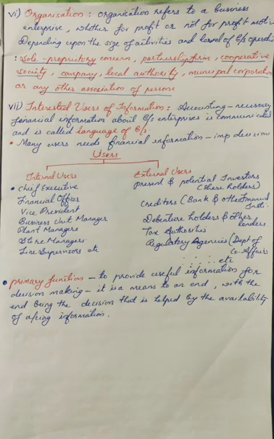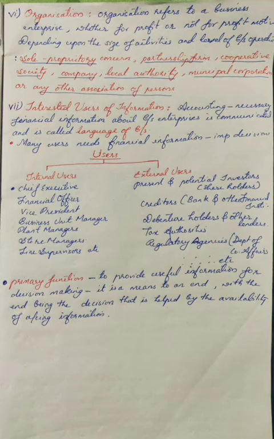Number 6. Organization. Organization refers to a business enterprise, whether for profit or not for profit motive. So there are two types of enterprises. One is for earning profit and another is to provide service. That's what is known as not for profit motive. Depending upon the size of activities and level of business operation, this organization can be classified into sole proprietary concern, partnership firm, cooperative society, company, local authority, municipal corporation, or any other association of persons.